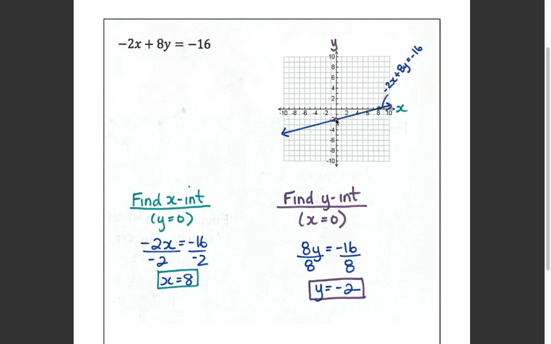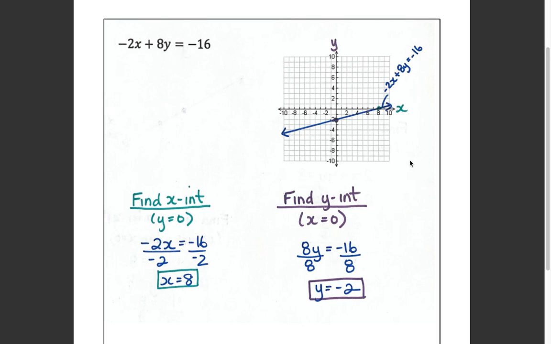I plot my y-intercept onto my axes. And then I connect my 2 points with a nice long line that stretches all the way across my grid. I put arrows on both sides to show that it goes forever. And there is a graph of the line negative 2x plus 8y equals negative 16.